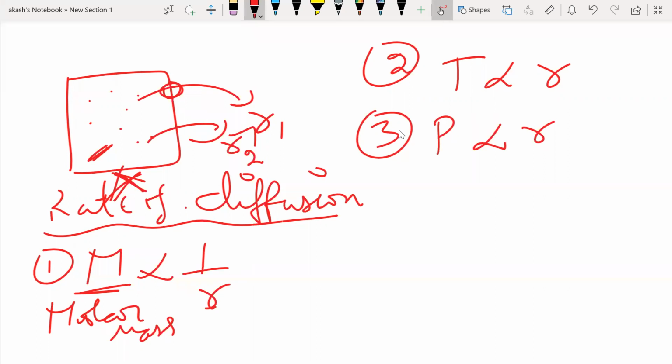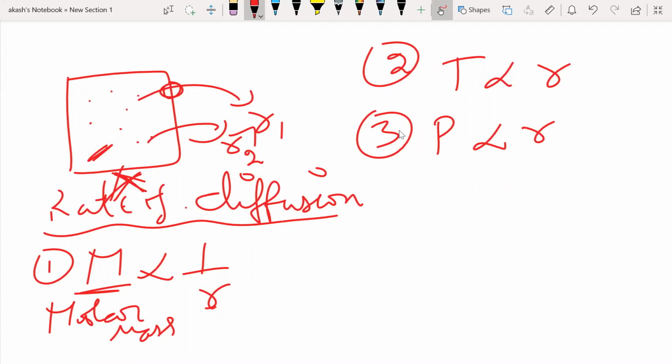I don't have to explain all this. If you just visualize it physically, like real-life scenarios, it's self-explanatory, correct? Pressure is the one which is going to be directly related to the rate of diffusion or effusion. Right? Anything else?